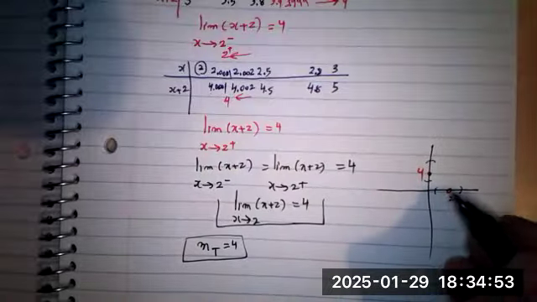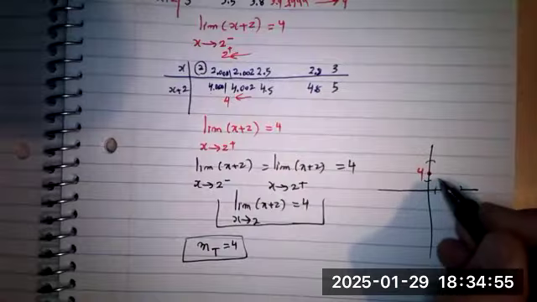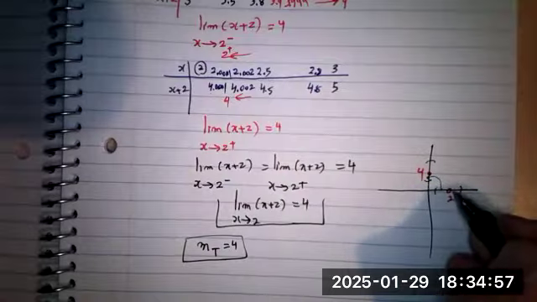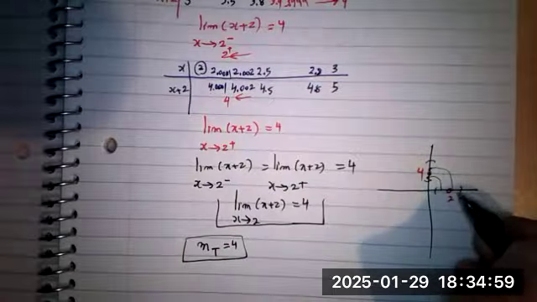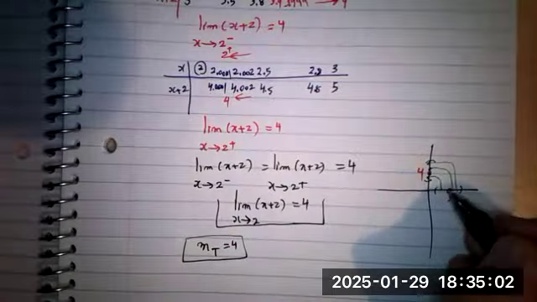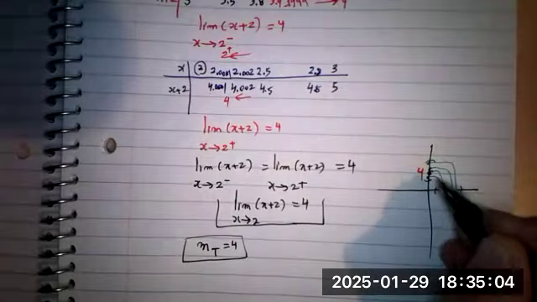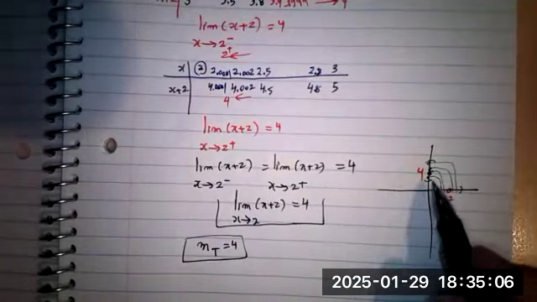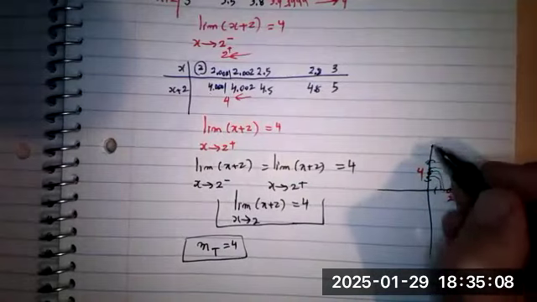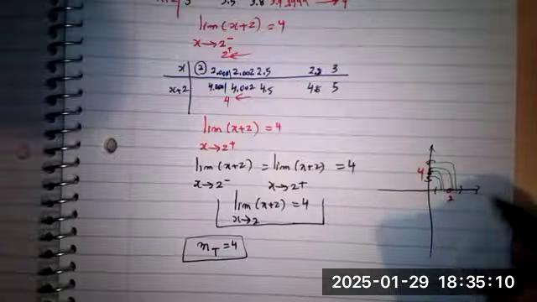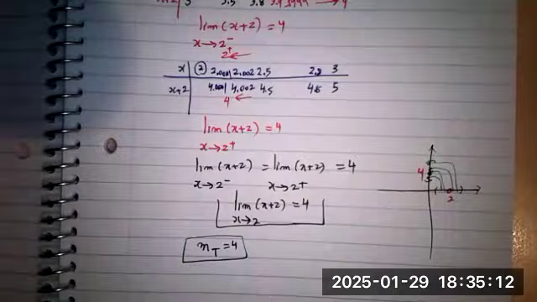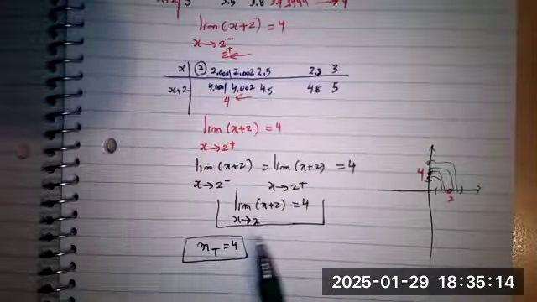So the situation is now any member here would have a representative here. As you get closer and closer to the 2, these numbers on the y-axis go up and down, and they get closer and closer to the 4. So that's why we say that the limit of the function when x goes to 2 is equal to 4.